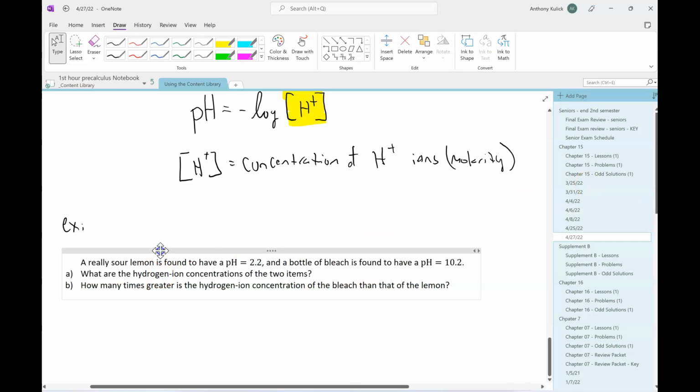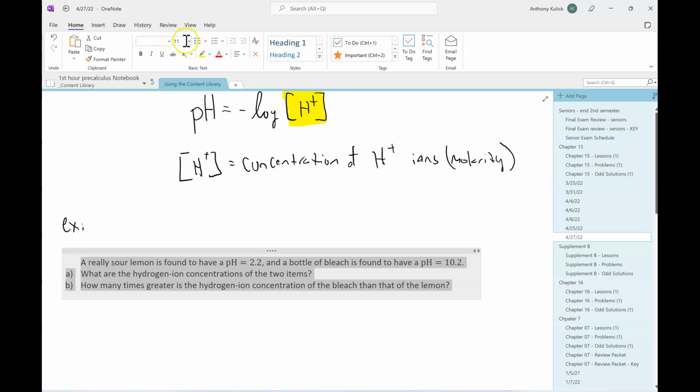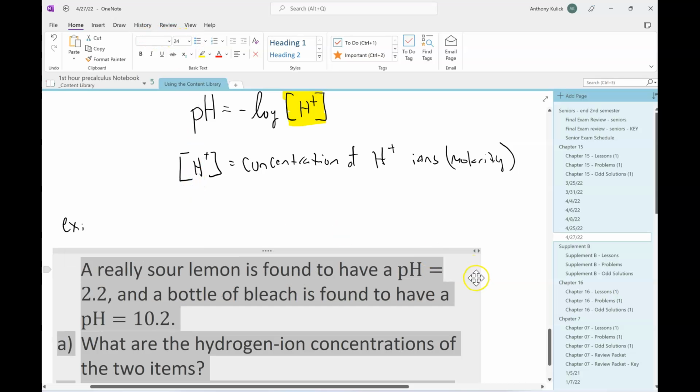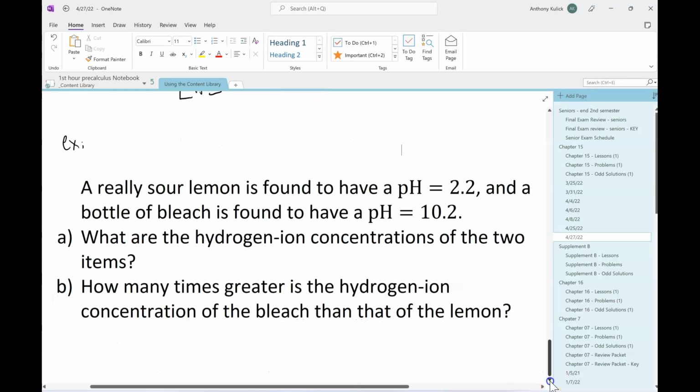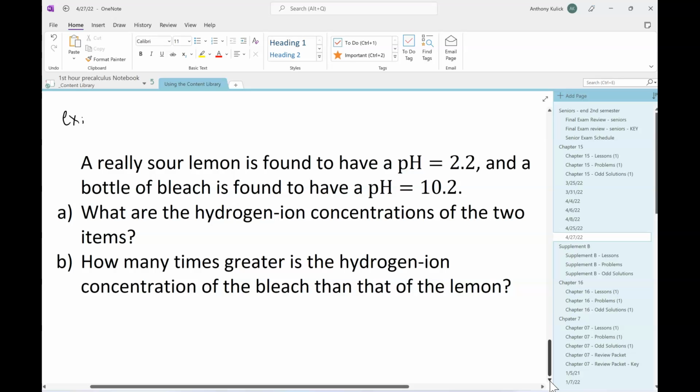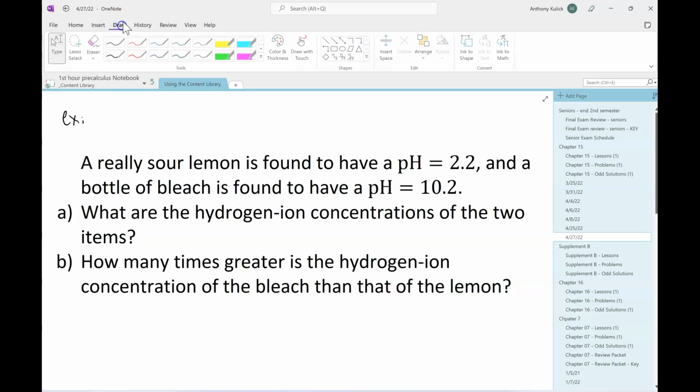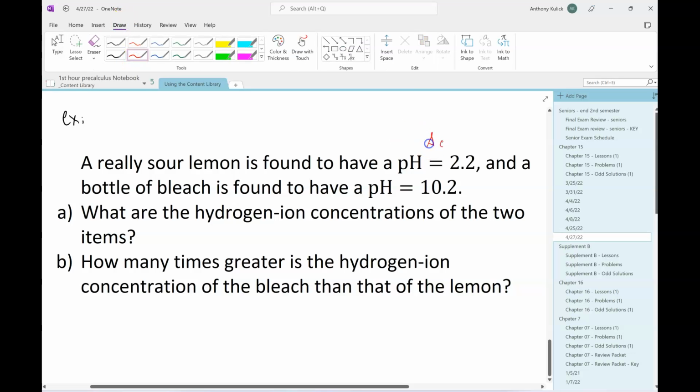Let's look at an example. So we have a really sour lemon that is found to have a pH of 2.2. So again, this is acidic. And a bottle of bleach is found to have a pH of 10.2. That's basic. What is the hydrogen ion concentration of the two items?